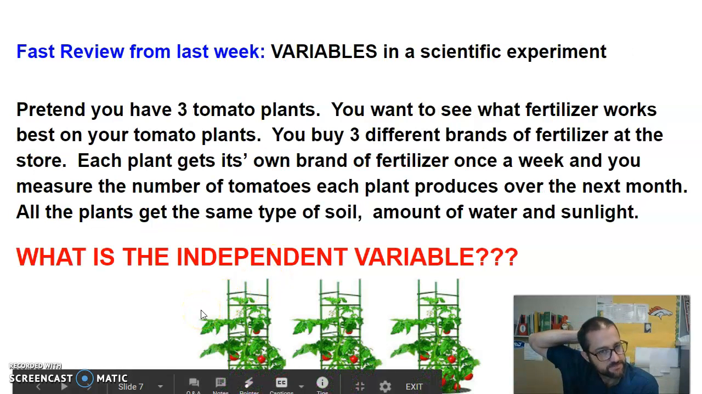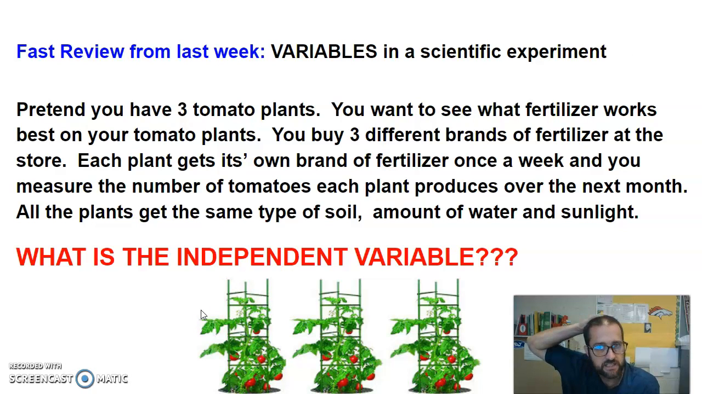So let's take a look at this. Pretend you have 3 tomato plants. You want to see what fertilizer works best on your tomato plants. You buy 3 different brands of fertilizer at the store. Each plant gets its own brand of fertilizer once a week, and you measure the number of tomatoes each plant produces over the next month. All the plants get the same type of soil, amount of water, sunlight. So from this experiment description, what is the independent variable?